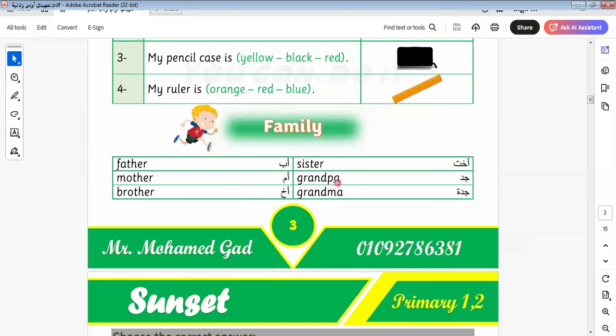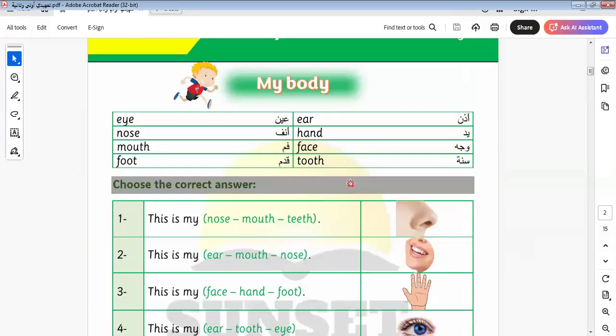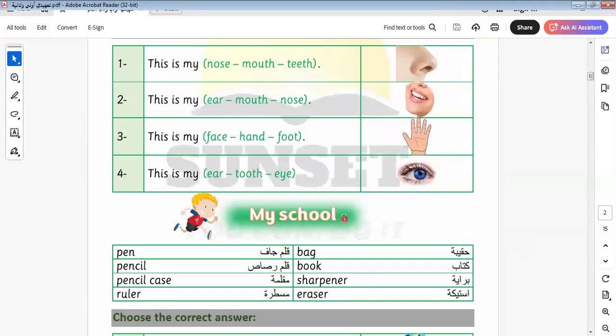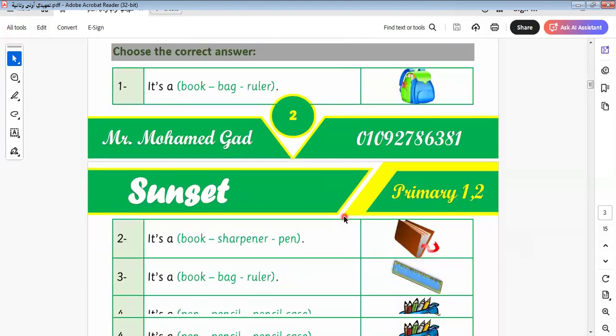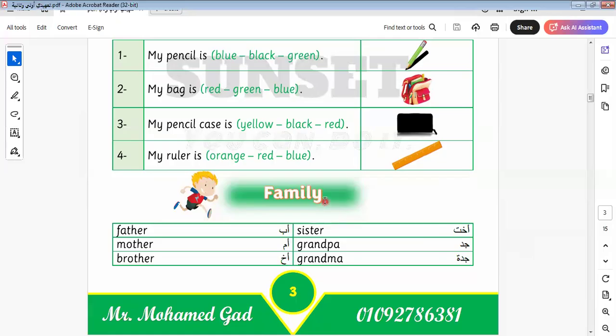Let's continue. Here we talk about parents. In every part we have vocab. We have vocab related to body. We have vocab related to school. We have vocab related to colors, and we have vocab related to family. So here we have words classified by the item that we talk about.